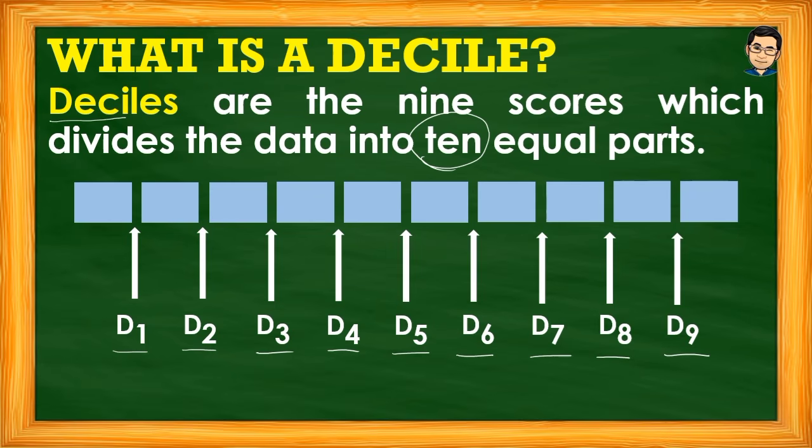And then we have here D sub 5. D sub 5 serves as the median, the middle value. For quartiles, we have quartile 2, the middle quartile. For deciles, D sub 5, or the fifth decile, is equivalent to the middlemost value. Therefore, we can say that D sub 5 is equal to quartile 2. They have the same value.